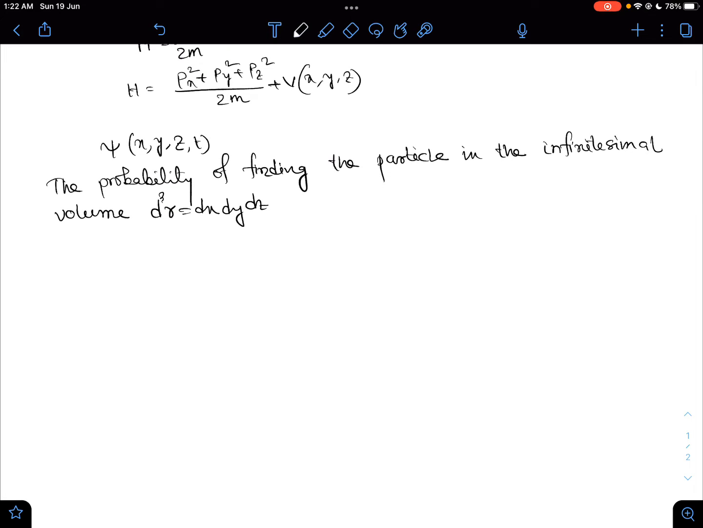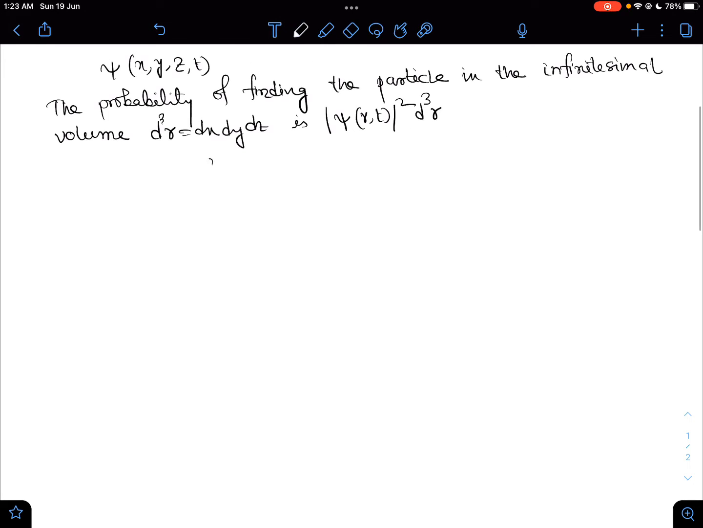So now the probability will be psi of r, t squared dq bar, and the normalization condition will be the integral of psi squared dq bar. We have our integration over all 3 coordinates, and this will be 1. So this is our general formalism for any 3 dimensions.